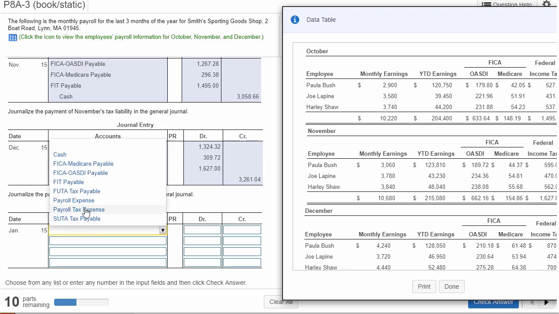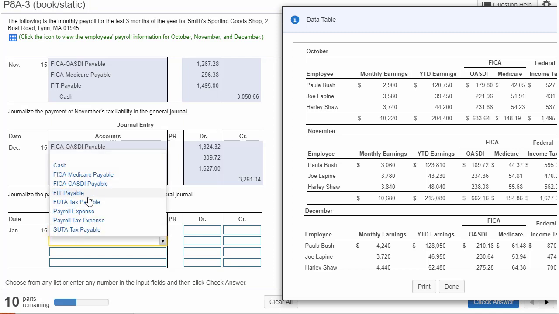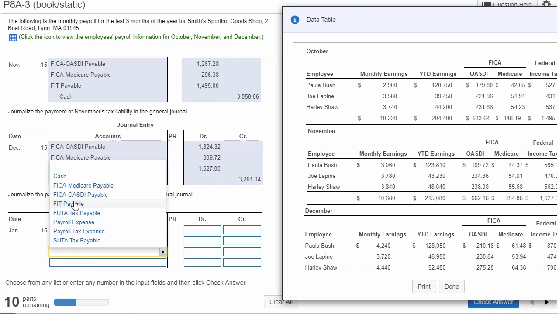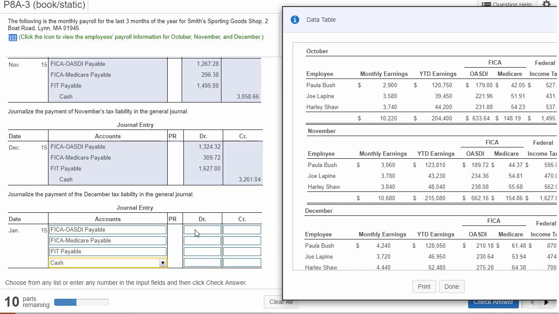And then our last one, we have December. So we need to get rid of OSTI payable. We need to lower Medicare payable. We need to lower FIT payable. And then spend some cash to get rid of those debts.